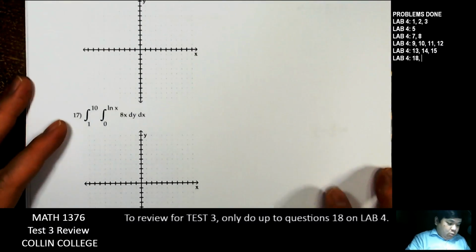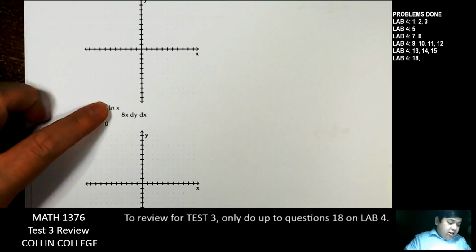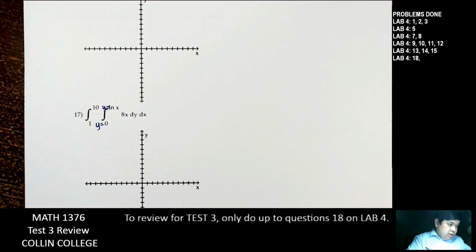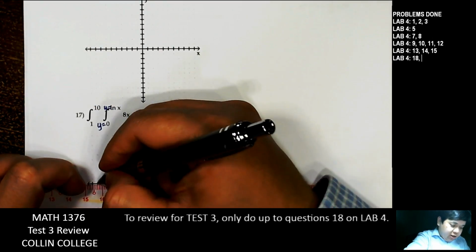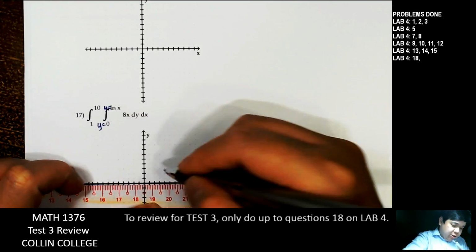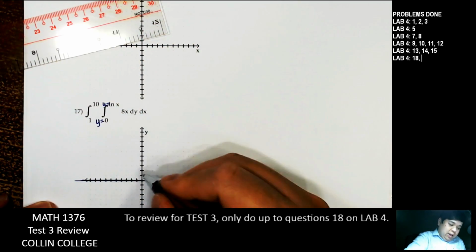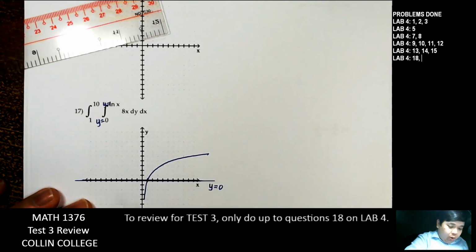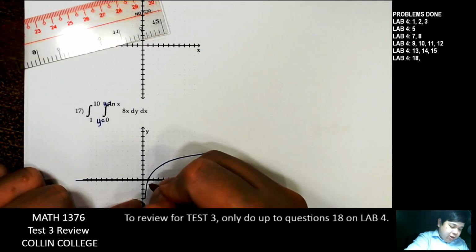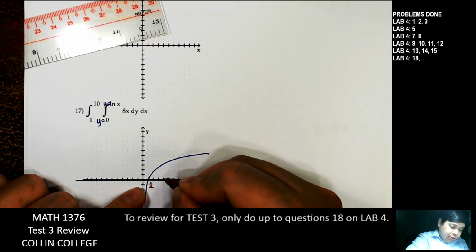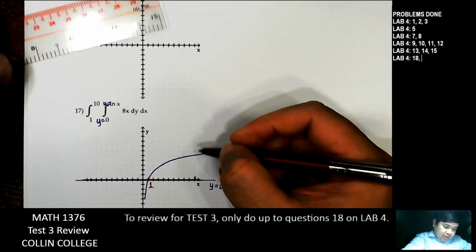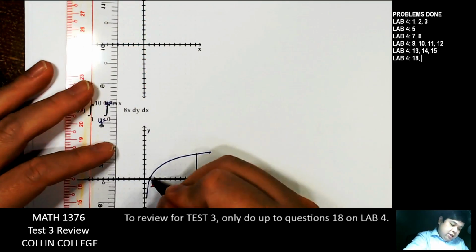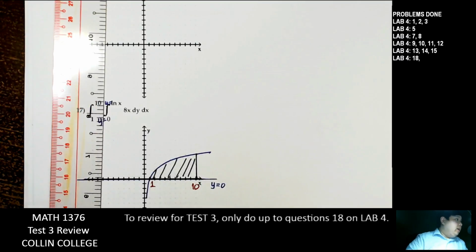Now 17, a little more difficult. First, the dy inside, so this will be y equal to 0 and y equal to ln of x. Y equal to 0 is this line. And y equal to ln of x is this curve. X goes from 1 to 10, so I say 1 here. 1, 2, 3, 4, 5, 6, 7, 8, 9, 10. So we're talking about this region here.